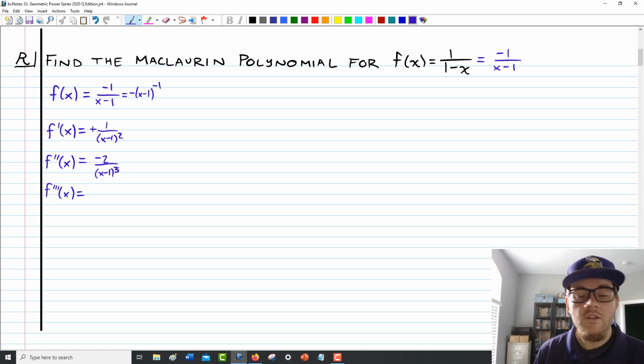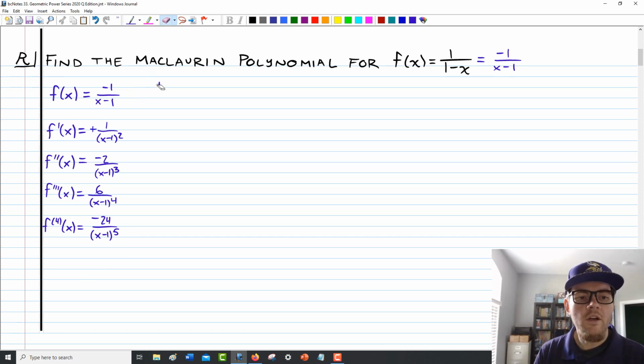Our third derivative, since our power is now negative 3, is going to give us positive 6 over (x minus 1) to the fourth. And then we'll go to a fourth derivative here, why not? That's going to be, it looks like, negative 24 over (x minus 1) to the fifth. And there we go. We've got a few derivatives in there. Obviously, it started as just an algebraic trick to get us in position to differentiate, but now that we've got them, we're in pretty good shape.